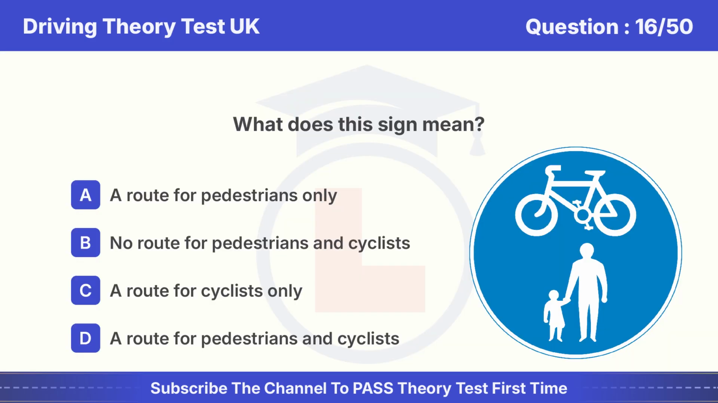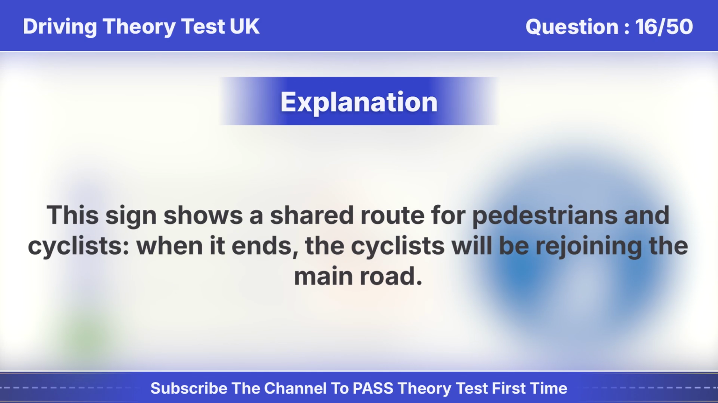Question 16. What does this sign mean? Answer is D. A route for pedestrians and cyclists. This sign shows a shared route for pedestrians and cyclists. When it ends, the cyclists will be rejoining the main road.